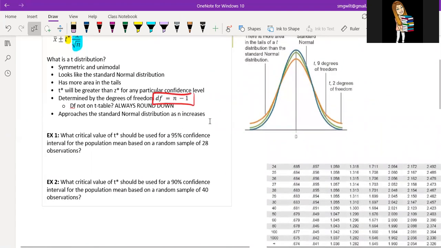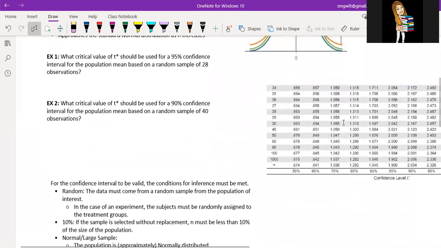As n gets bigger, it approaches the standard normal. If you look at this last row, it's the infinity values. Those were our z star values. Notice that if degrees of freedom is 1,000, these values are very close to the z star values that we were using in the previous unit.